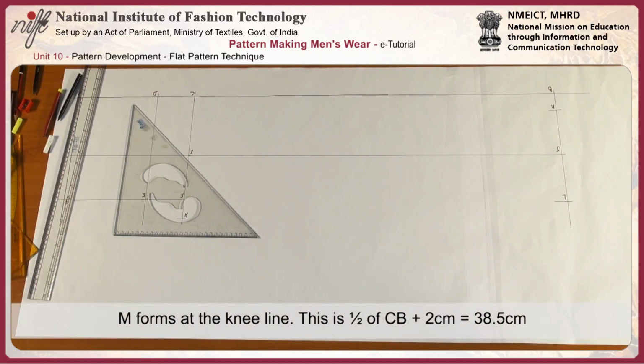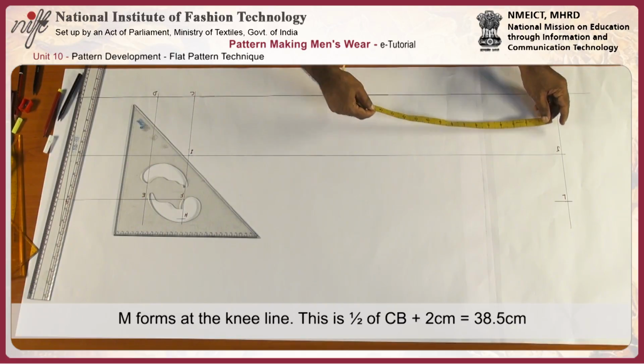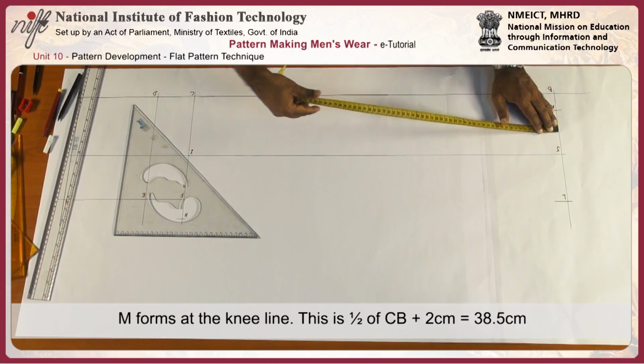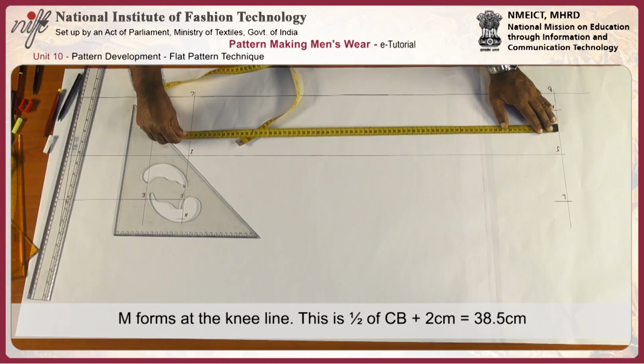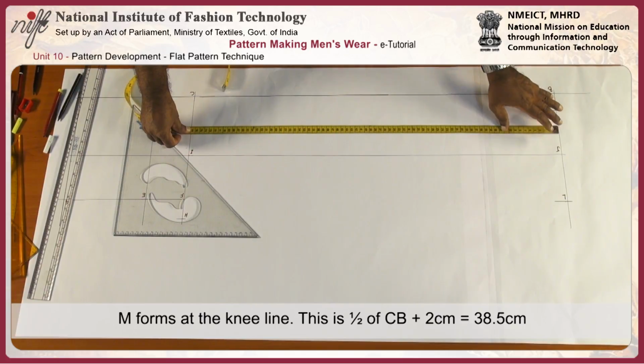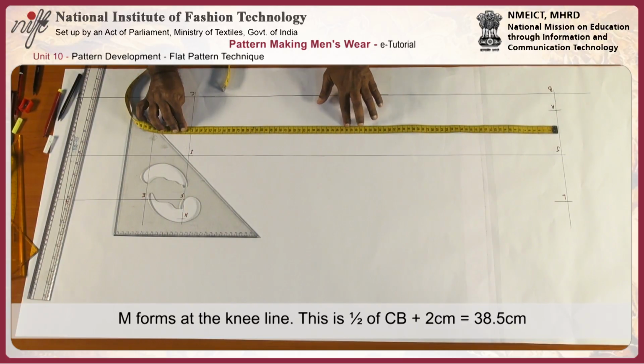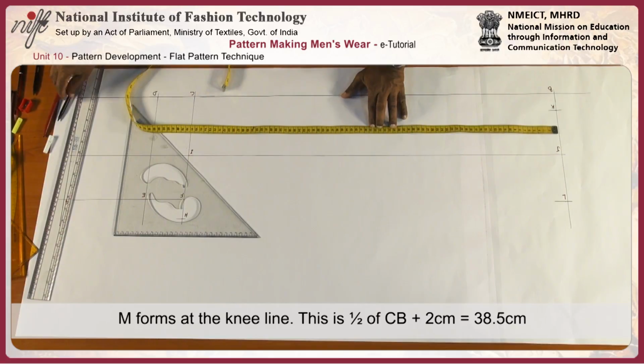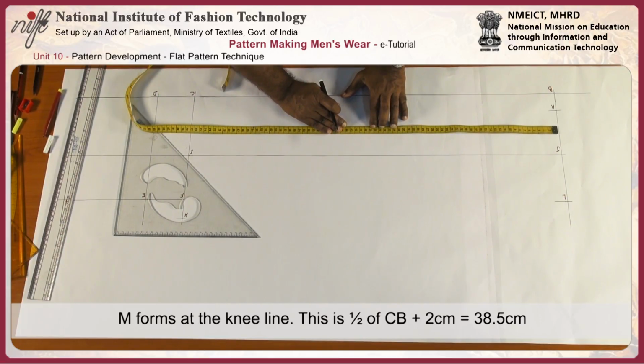Point M forms at the knee line, which is half of C to B plus 2 centimeter, that is 36.5 plus 2 centimeter, which will be 40.